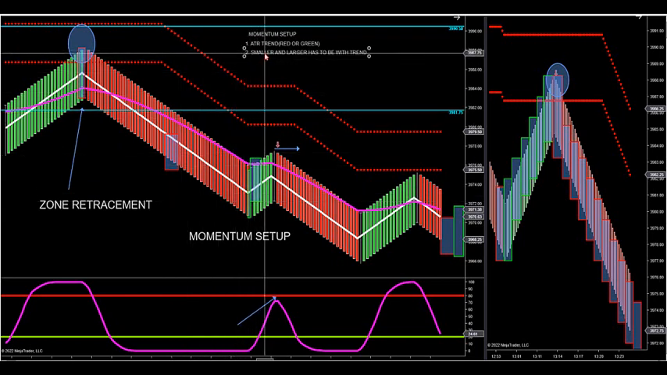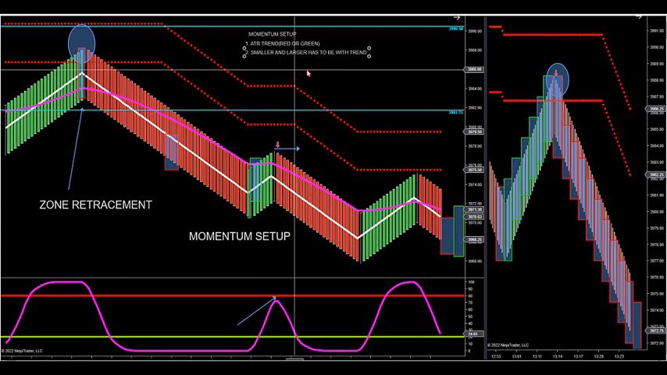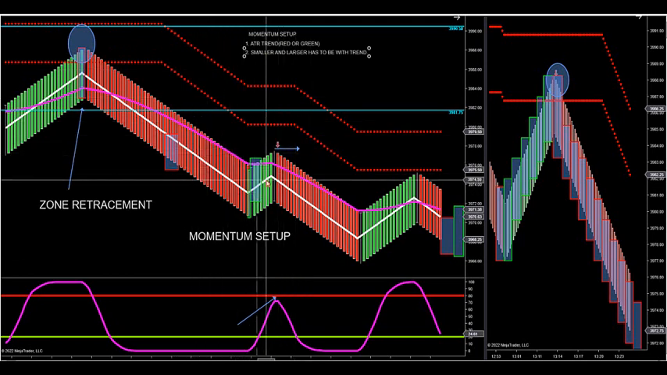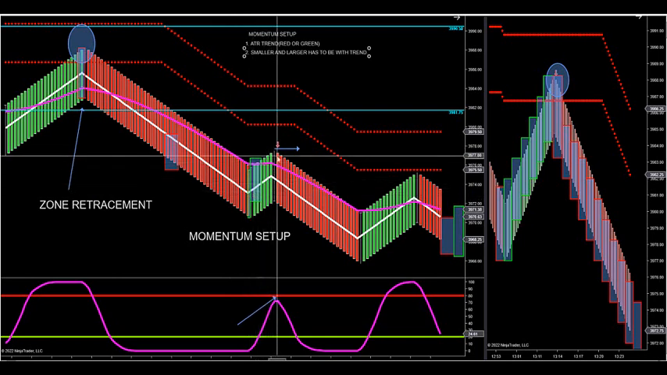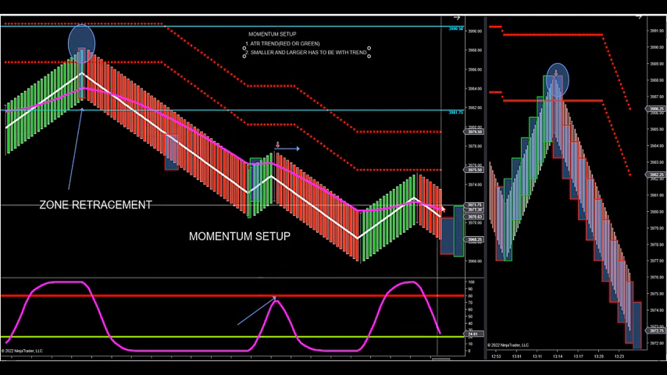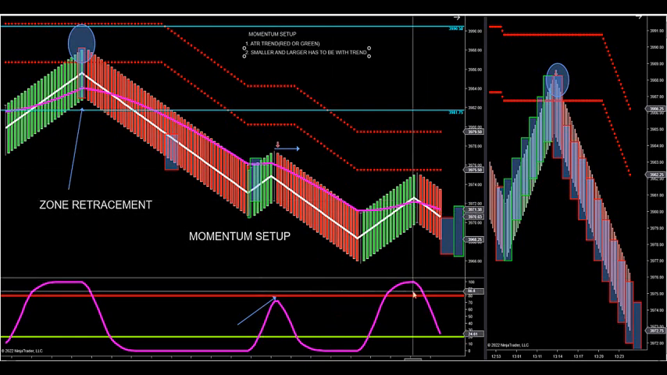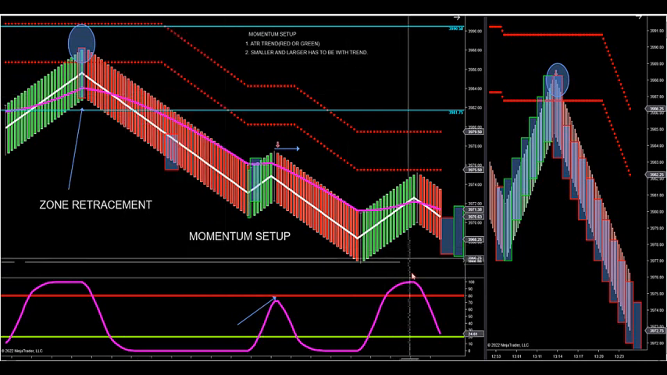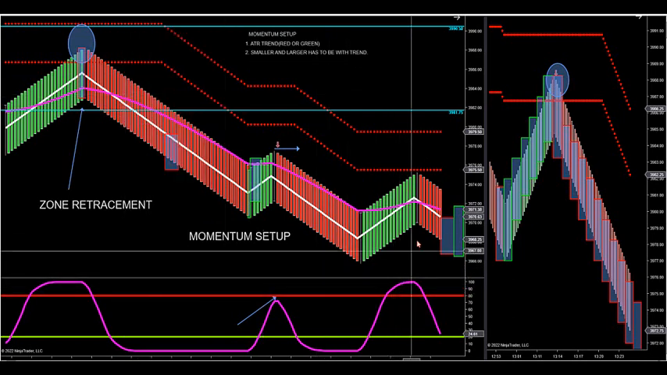So that's what you want to do. You want to see the smaller and larger MA with trend, meaning smaller has to be below larger for a short, and above for a long. So when you retrace, you don't want these guys to cross over again. If they cross over against the ATR trend, then you have no momentum in the market, like over here, and you have what's called an oscillating market or a full retracement.